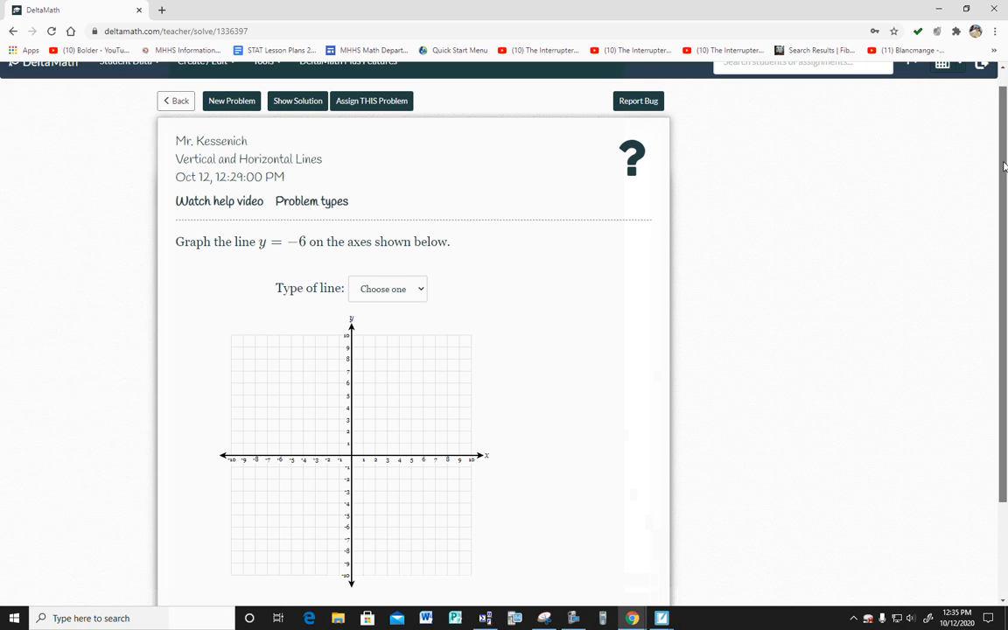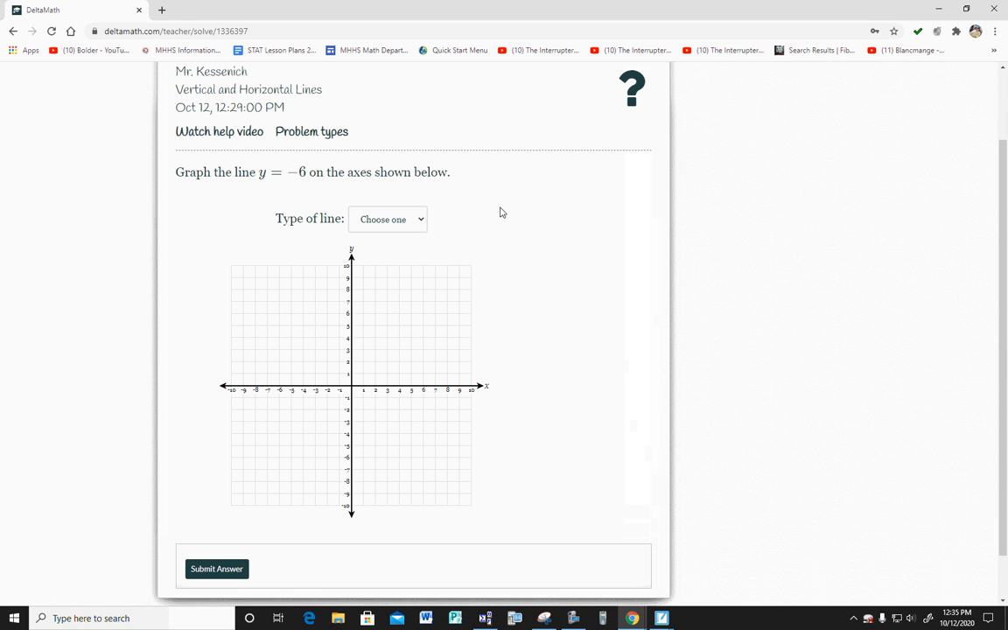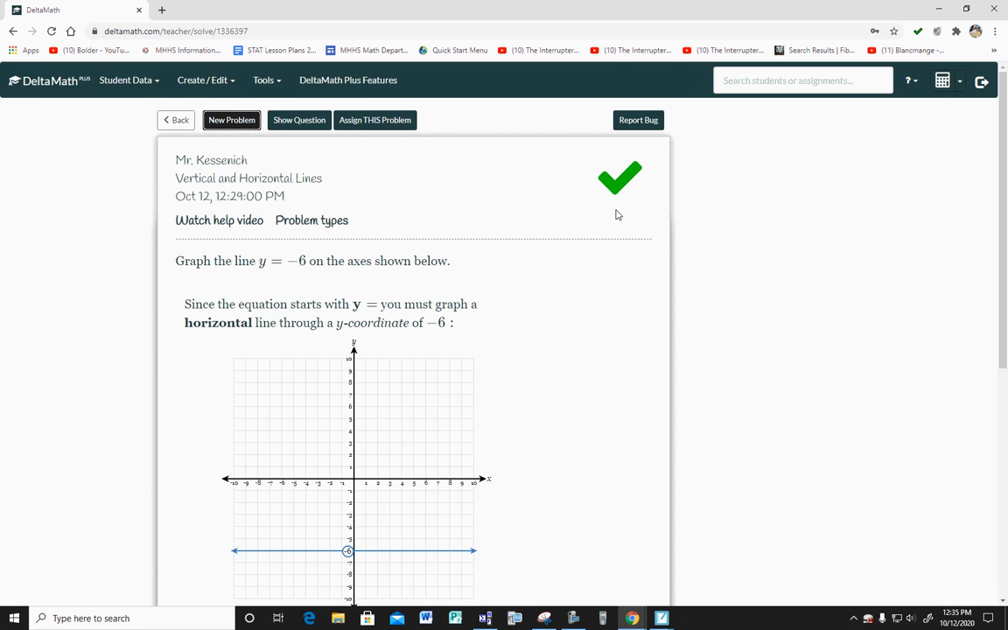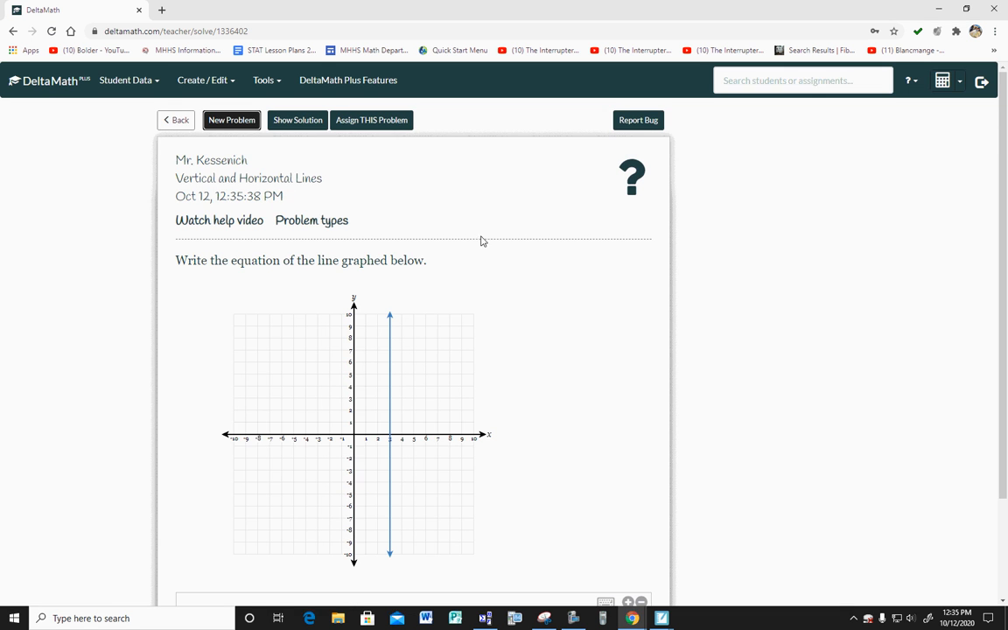It's going to ask you a couple different styles of questions. First off, it says, graph this line, y equals negative 6. Now what we just said a bit ago is if it only has the y, it only crosses the y, so it has to be horizontal. So you have to make that choice. It's a horizontal line. Then you drag the yellow dot down to negative 6, and you're finished. Submit answer. Okay? New problem.